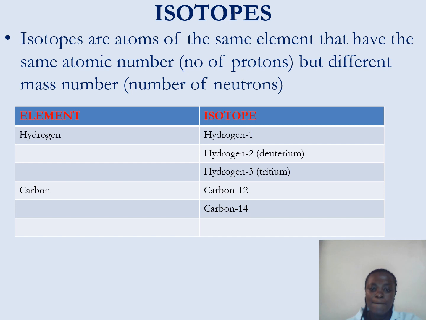We have a table here that gives two elements with examples of the isotopes. The first element is hydrogen. Hydrogen has 3 isotopes, you can see there. Then carbon has 2 isotopes, that is carbon 12 and carbon 14. Those are 2 isotopes of carbon. So that is what we refer to when we talk about isotopes.